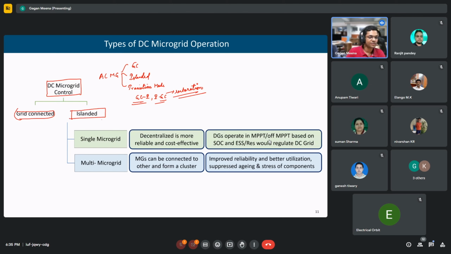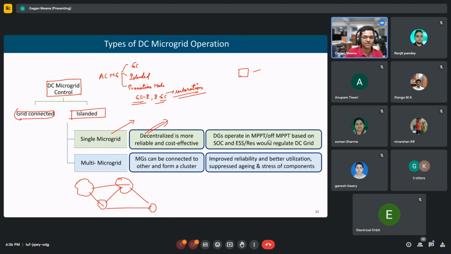In islanded mode also there are two types of cases. One is where only a single microgrid is islanded. Another is where a group of microgrids have been islanded and they are connected to each other via these tie lines. So a single microgrid in this decentralized strategy is more reliable and cost effective.